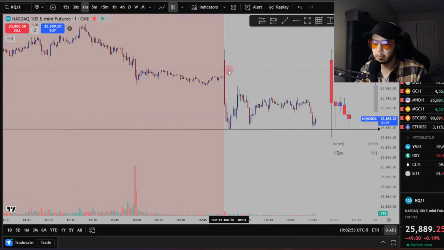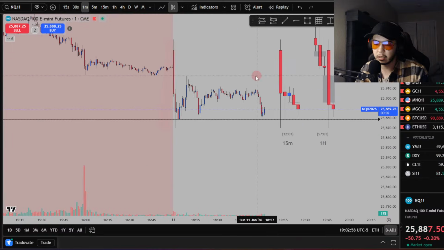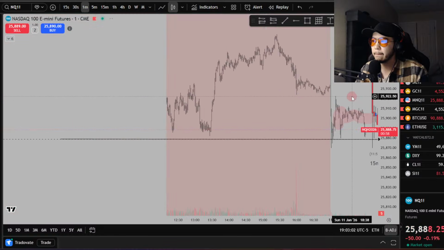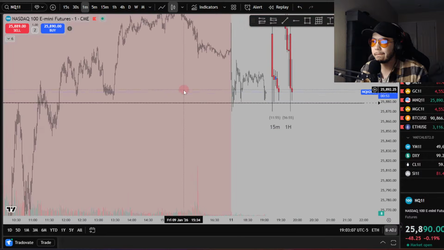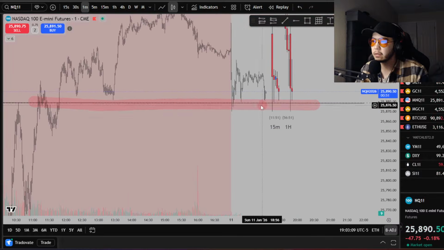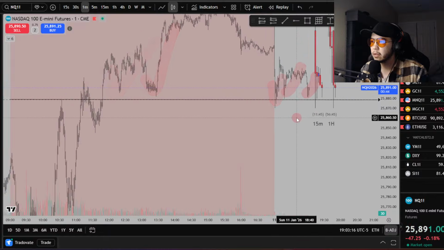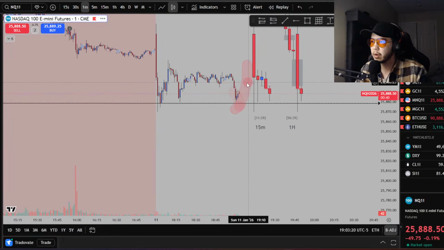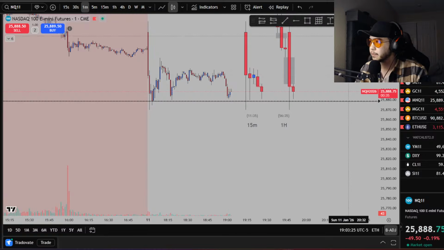NQ we just opened up, got chopped around, and then now we're just consolidating in the same areas. So we know that in these areas there are buyers sitting, because we come here, we go up, come here, go up, up, up. So I'm kind of waiting for the price to come down, close below it. When it closes above it, I'm probably gonna go for a buy.